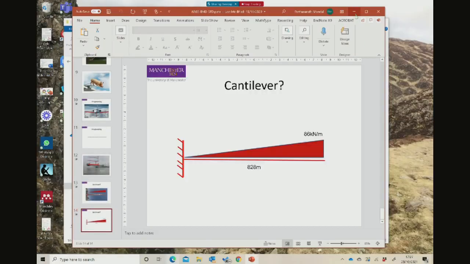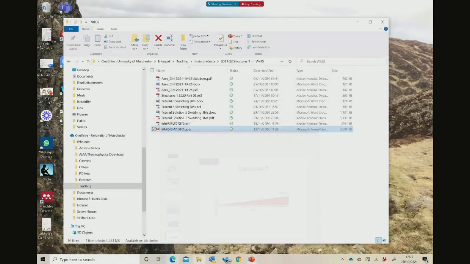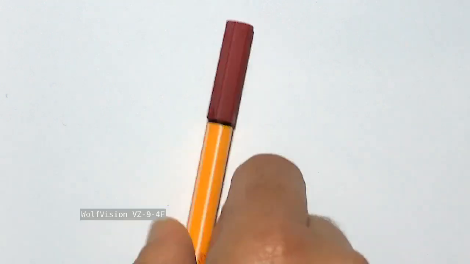What I'm going to do next is answer a few of your questions before I go on to describe more about the bending moment and shear force diagram. So if I go to the document, okay, the questions some of you have asked me are as follows.